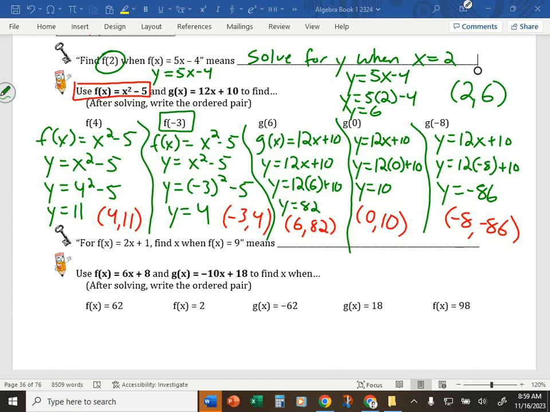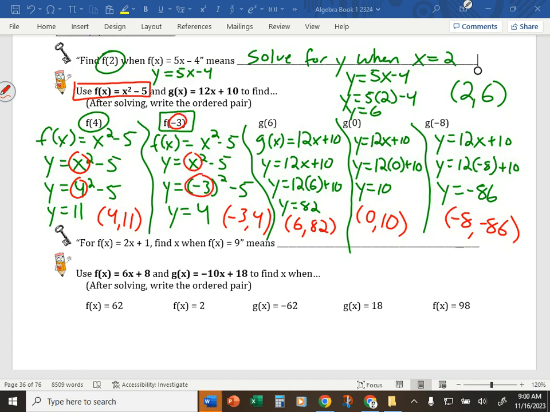And you're solving for y. That's why for f of 4, our x became a 4. And 4 squared minus 5 is where we got y equals 11. When f of negative 3, our x became a negative 3.